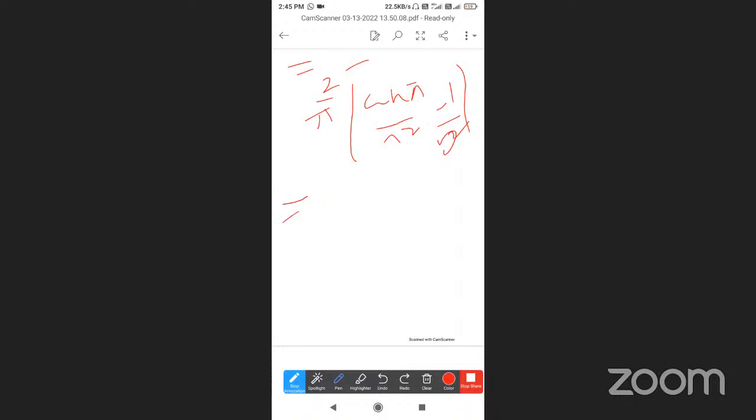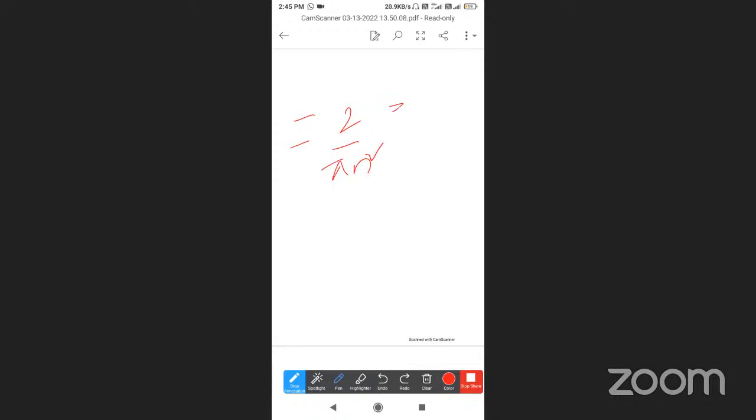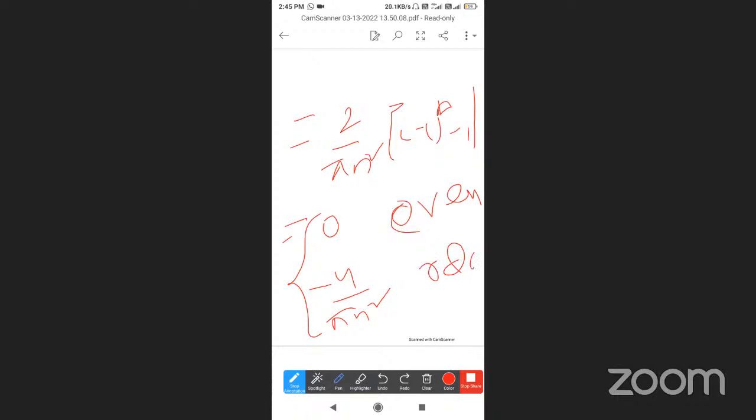So this is the an value, total 2 by pi n square into minus 1 whole power of n minus 1. For n equal to 1 it is minus 2, and for n even it is always 0. So for n odd it is minus 4 by pi n square. So if you apply these n values and the a naught value.